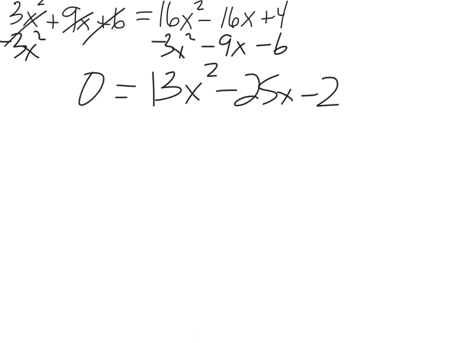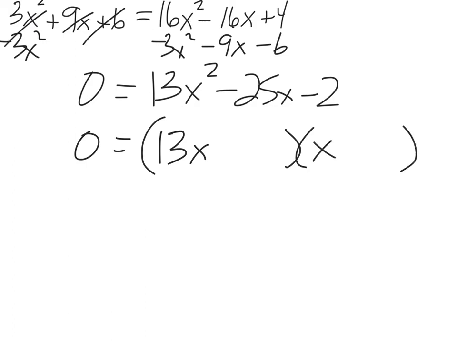Well, I'm just going to use the guess and check method. 13 only has 2 factors, so one of these is 13x and the other one is just x. Okay, and 2 only has 2 factors also. So let's put the minus 2 here and a plus 1 and see what works. So if I were to multiply this out, there's my 13x squared. There's a negative 26x. Here's a positive 1, makes negative 25. Yep.